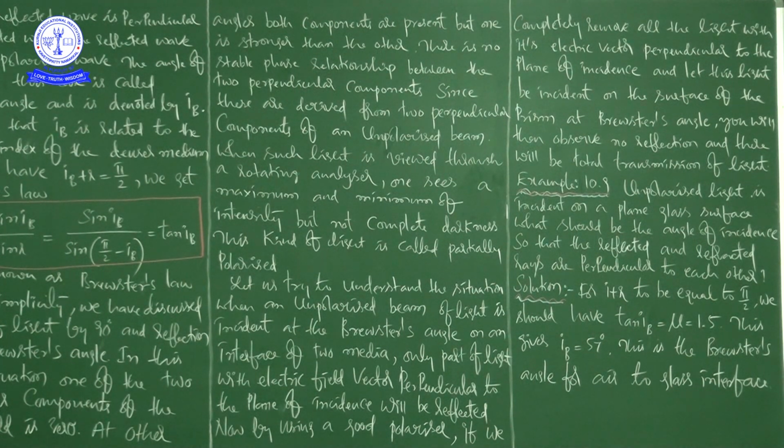And the angle of incidence at which the light is incident is simply termed Brewster's angle. That is the main thing here.